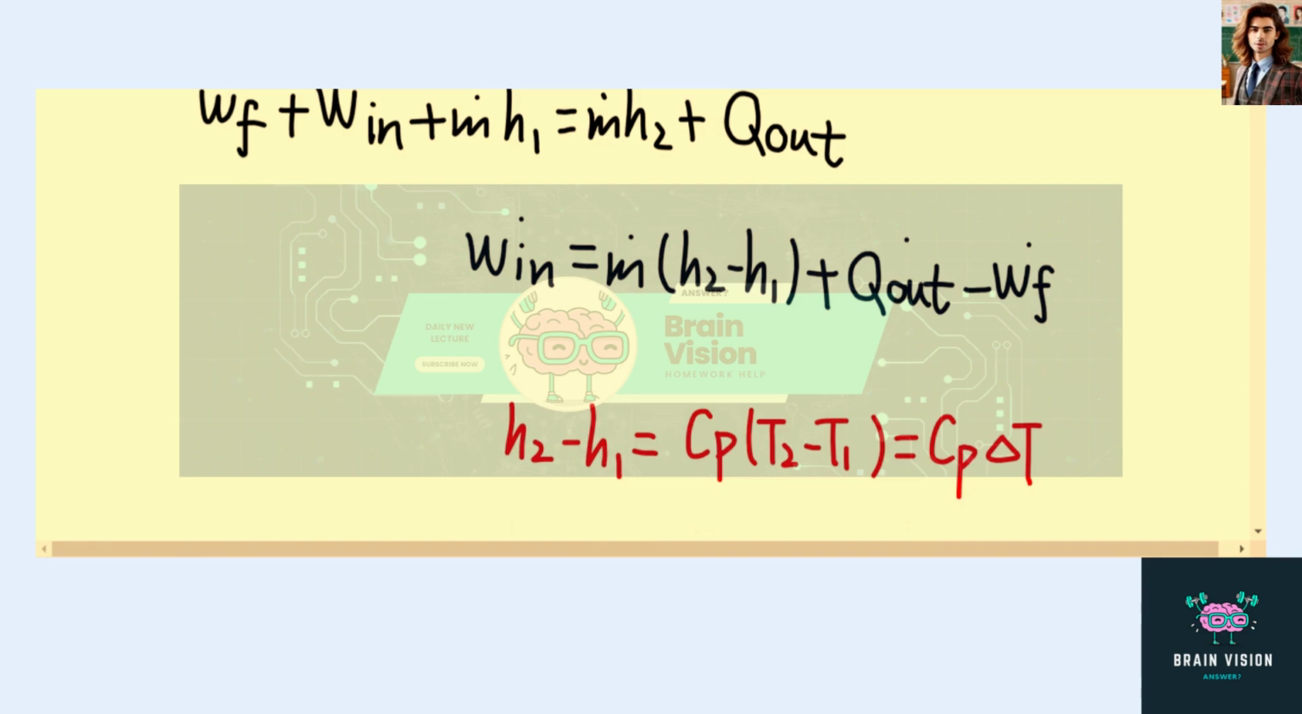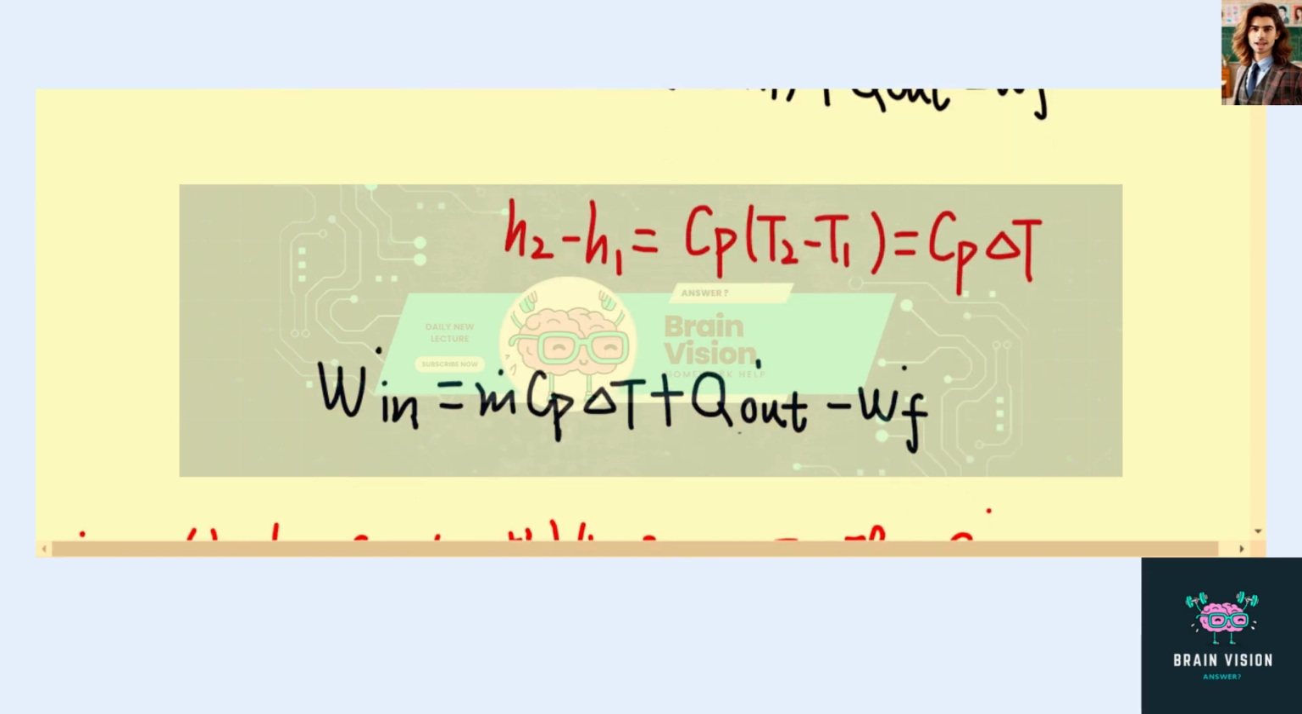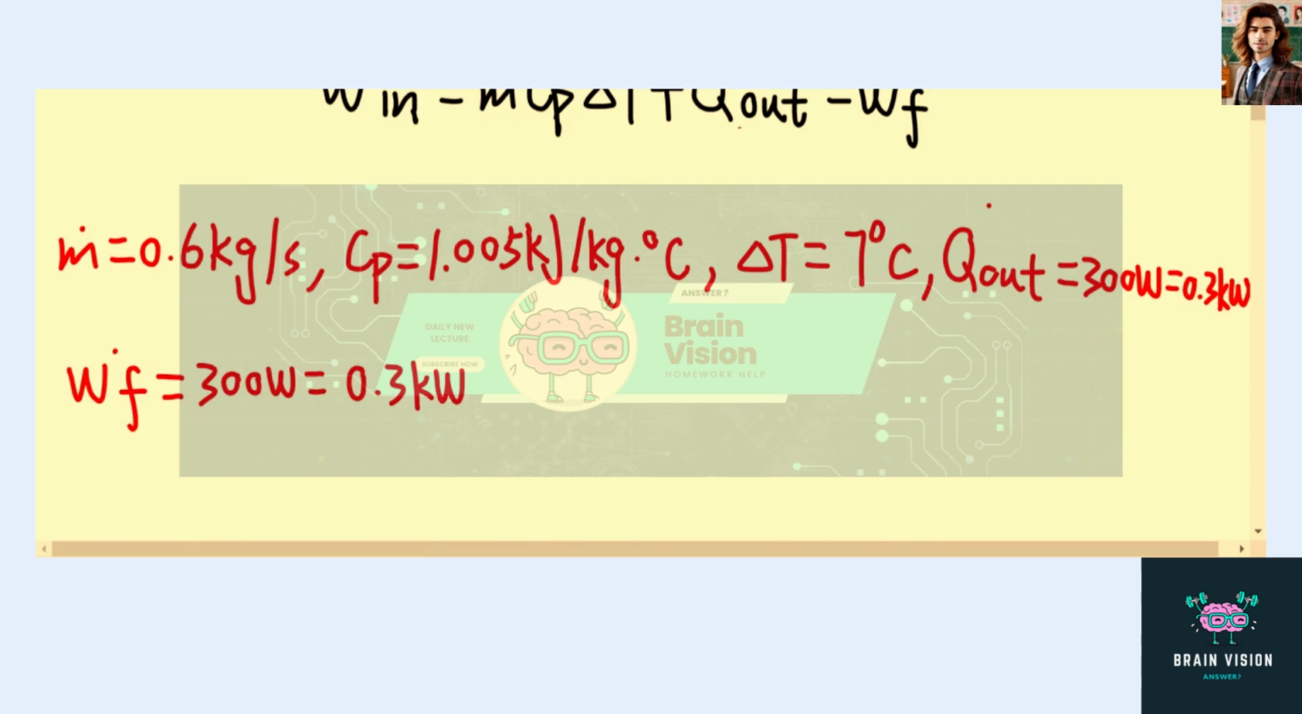So we know H2 minus H1 can be equal to Cp times T2 minus T1, which is Cp times delta T. Cp is the specific heat of the air, and the delta T is the change in temperature. So eventually you have W dot in is equal to M dot Cp delta T plus Q dot out minus W dot F. So we know the mass flow rate is 0.6 kilogram per second.